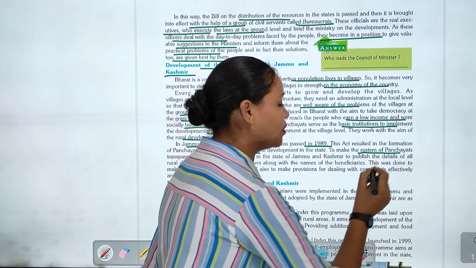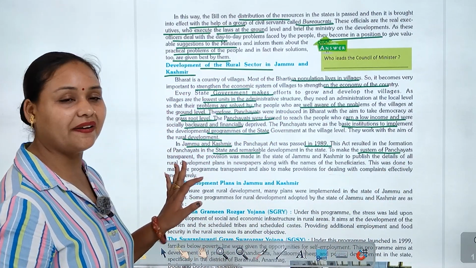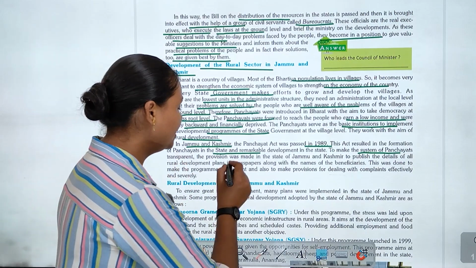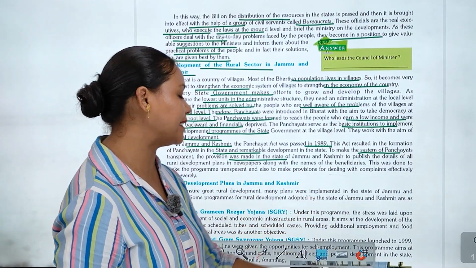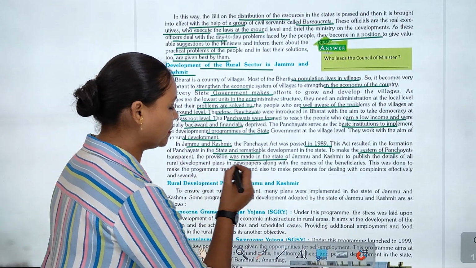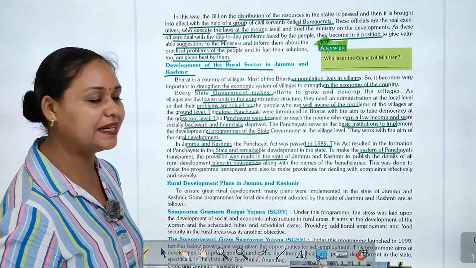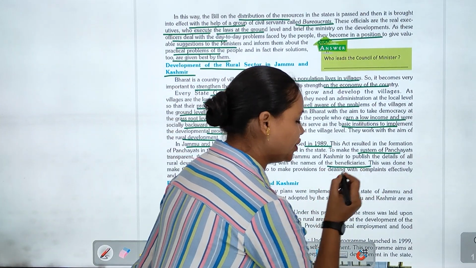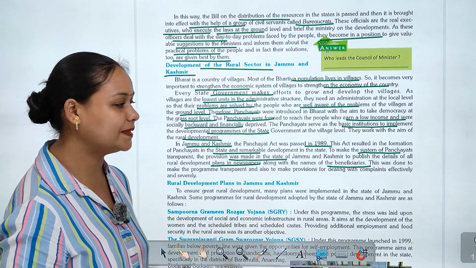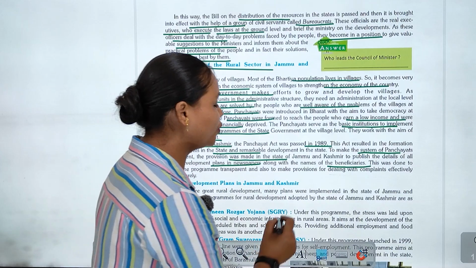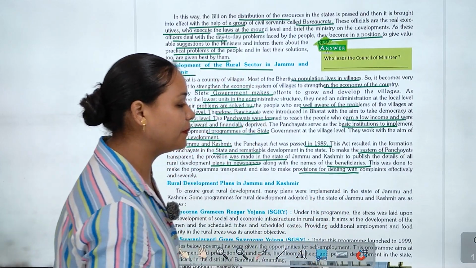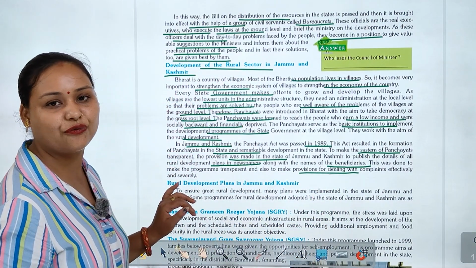To make the system of the panchayat transparent, a provision was made in the state of Jammu and Kashmir to publish the details of all rural development plans in the newspaper along with the names of the beneficiaries. This was done to make the programs transparent and also to make provision for dealing with complaints effectively.